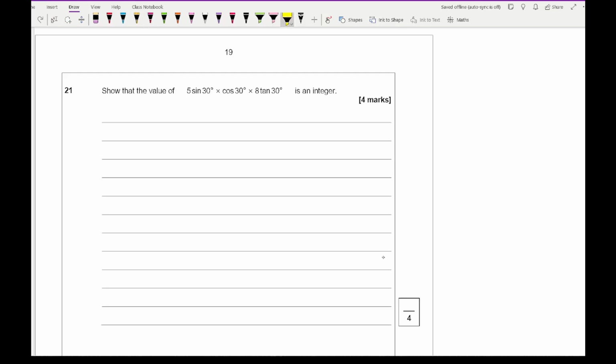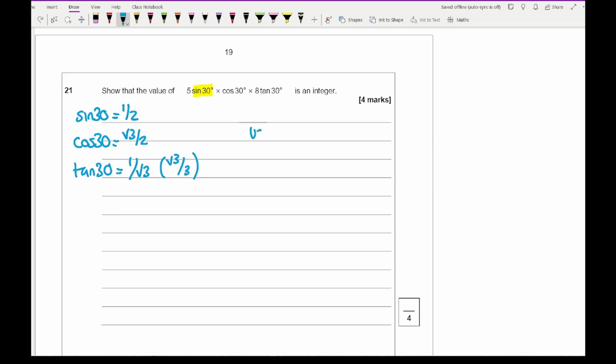Well, for this we are using exact values of trig. So sine 30 is equal to a half. Cos 30 is equal to root 3 over 2. And tan 30 is equal to 1 over root 3. Now it is also root 3 over 3, so whichever you prefer to use is entirely up to you. Now I'll show you both ways.